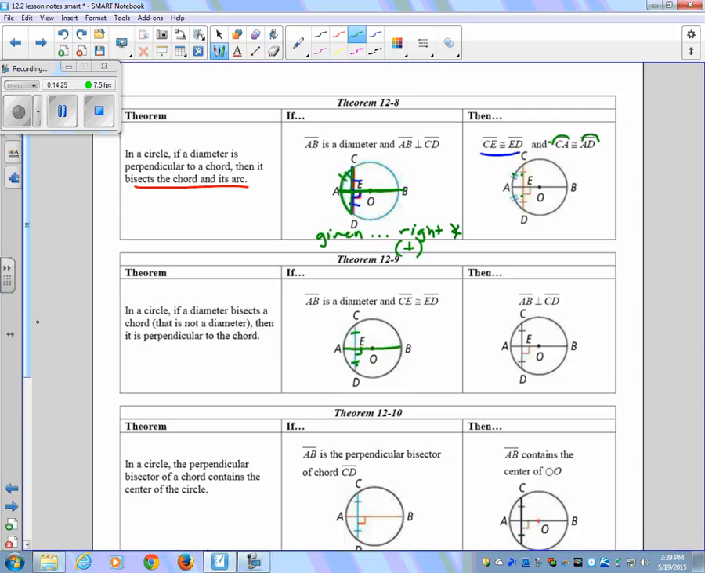Down here, we are told that it's bisected. So given that it bisects the chord, cuts it in half, then it's a right angle.